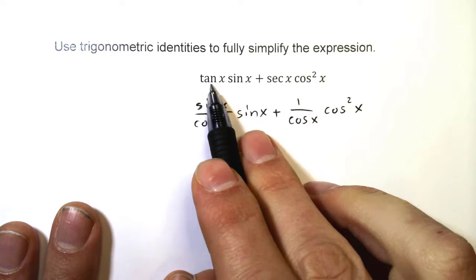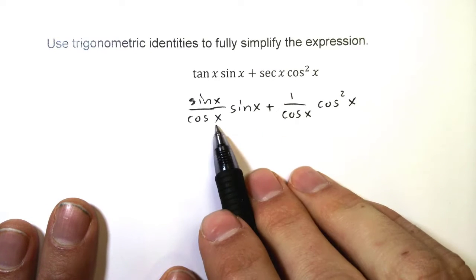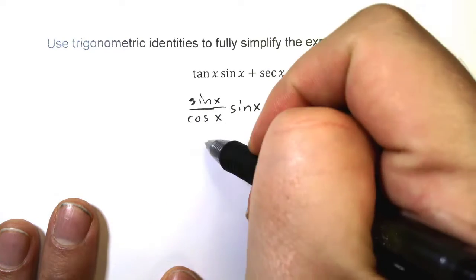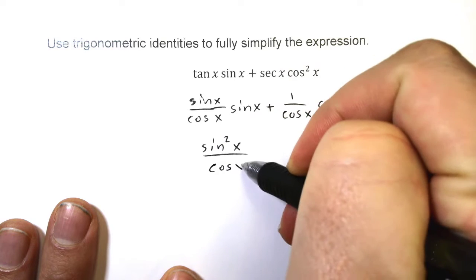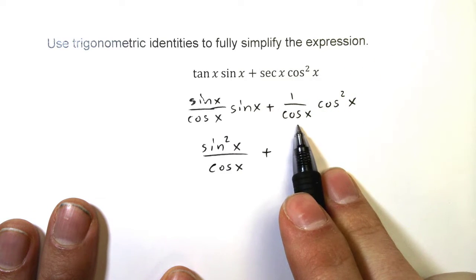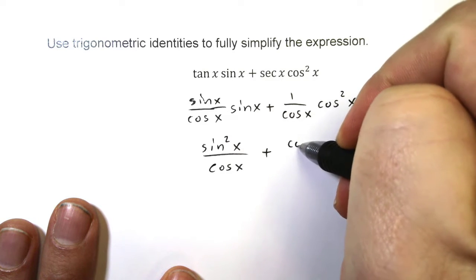So I've just replaced tangent and secant with what they are in terms of sine and cosine. Let's see what happens here. Well, I can't cancel anything, but I can write this as sine squared x over cosine x. And I can write this as cosine squared x over cosine x.